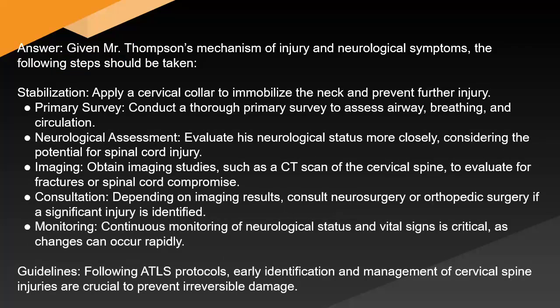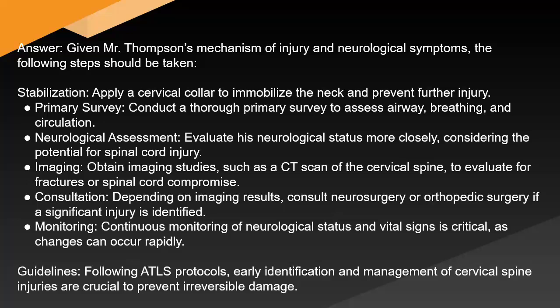Answer: given Mr. Thompson's mechanism of injury and neurological symptoms, the following steps should be taken. Stabilization: apply a cervical collar to immobilize the neck and prevent further injury. Primary survey: conduct a thorough primary survey to assess airway, breathing, and circulation. Neurological assessment: evaluate his neurological status more closely, considering the potential for spinal cord injury. Imaging: obtain imaging studies, such as a CT scan of the cervical spine, to evaluate for fractures or spinal cord compromise.